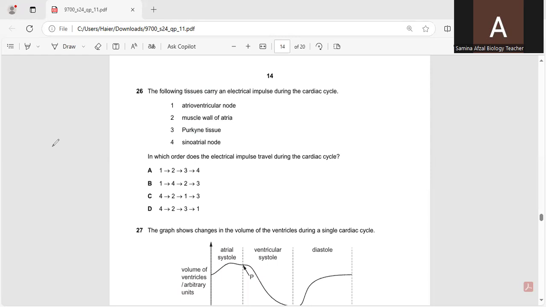So during the cardiac cycle, an electrical impulse will start from the sinoatrial node. From the sinoatrial node, it will be the first, and then it will move towards the muscle wall of the atria. So then it will be evenly distributed to all sides, and then through the atrioventricular node, and then Purkinje tissues.